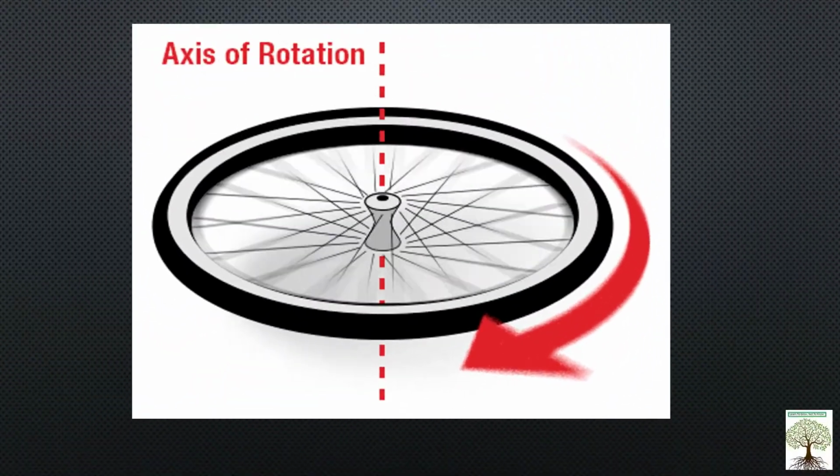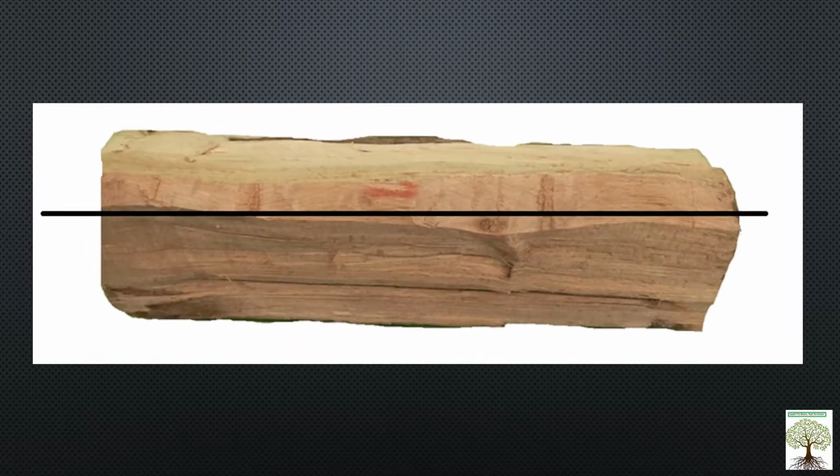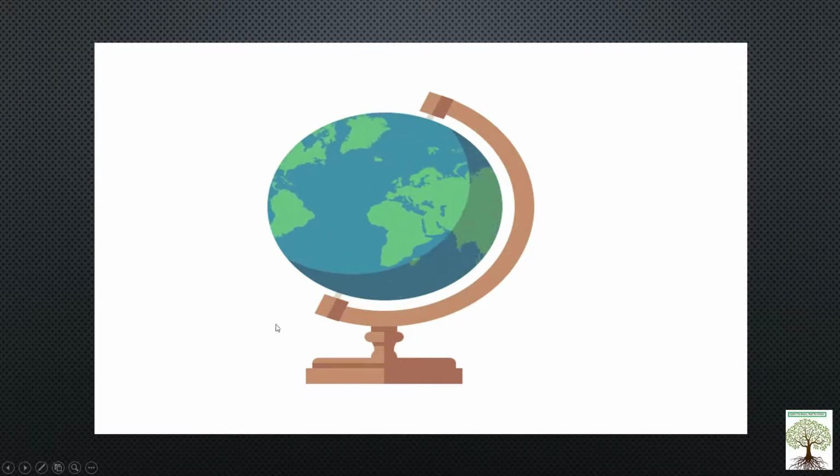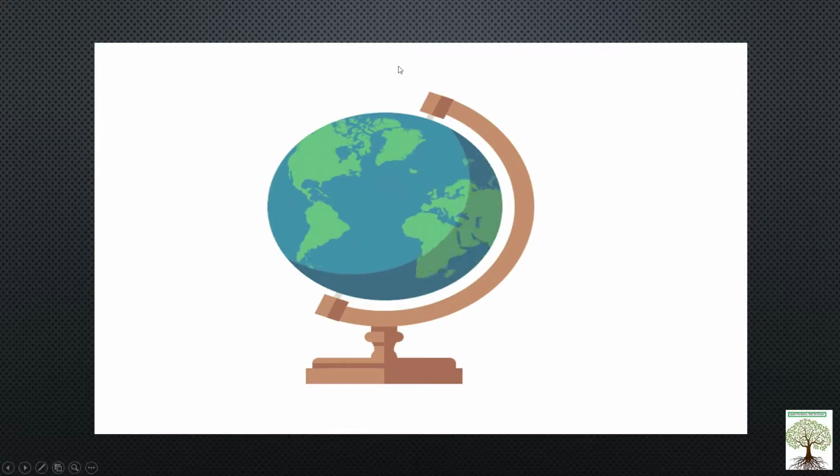So this is the rotation of a wheel and this is the rotation of a wooden log. So this will rotate horizontally. This is the horizontal axis. The axis is an imaginary line that passes from the North Pole to the South Pole. So this axis is important as the movement of the earth depends on it. So this axis is very, very important.